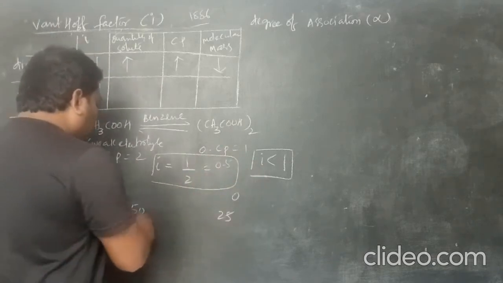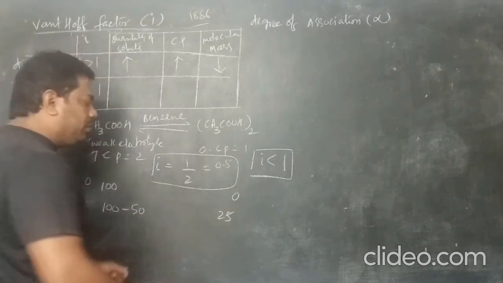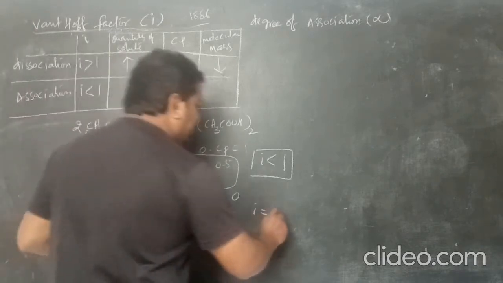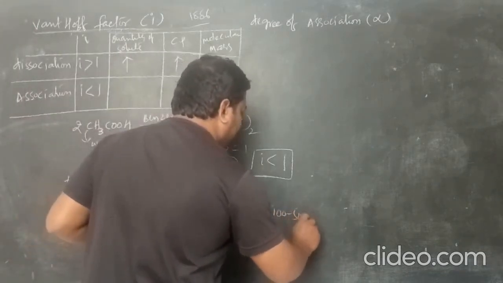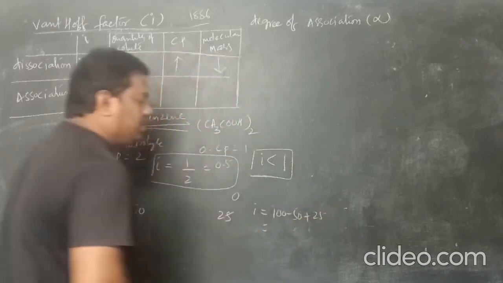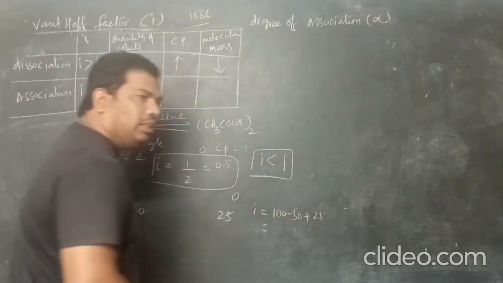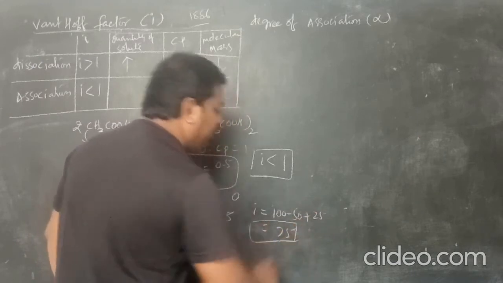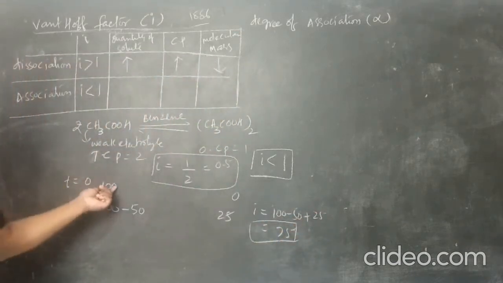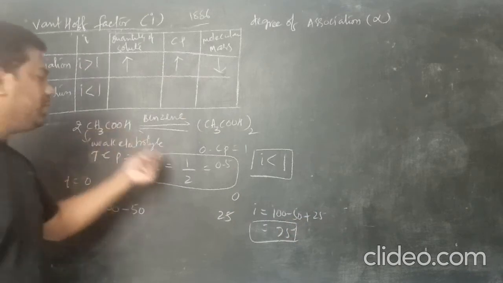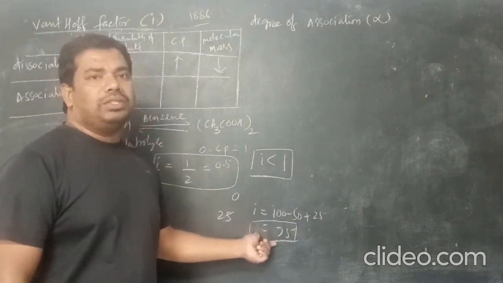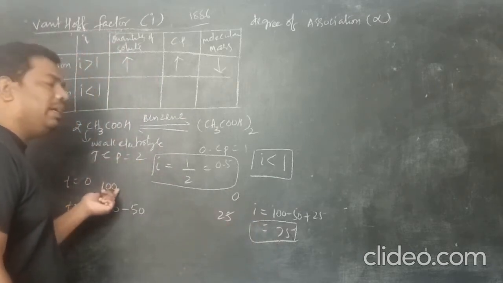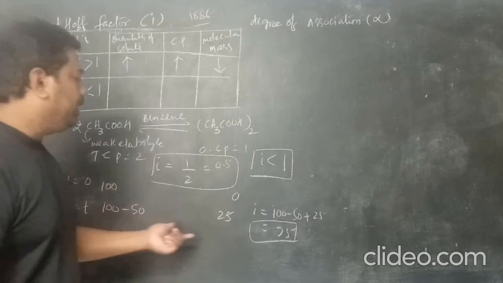So therefore the total number of particles in the solution, that is I, is equal to 100 minus 50 plus 25. That is 100 minus 50, which is nothing but 50, plus 25, that is equal to 75. So here we are taking 100 molecules of acetic acid, but the total number of particles is only 75. So the I value is less than 100. Okay, clear? So that is the I value.